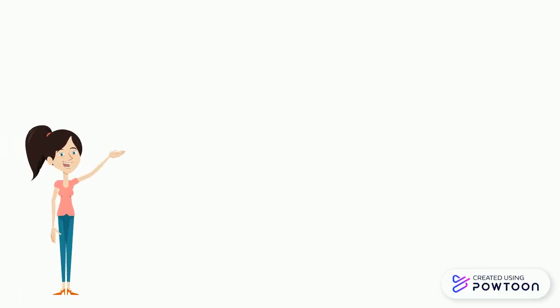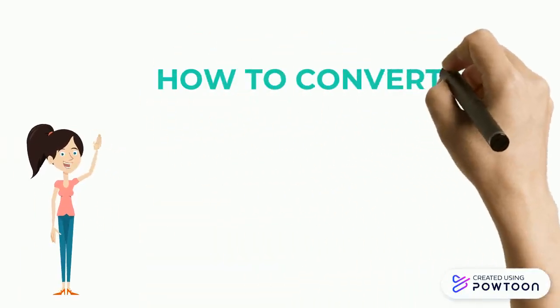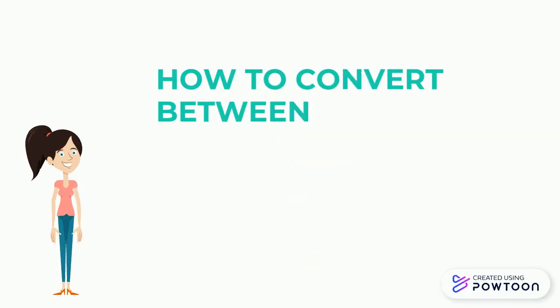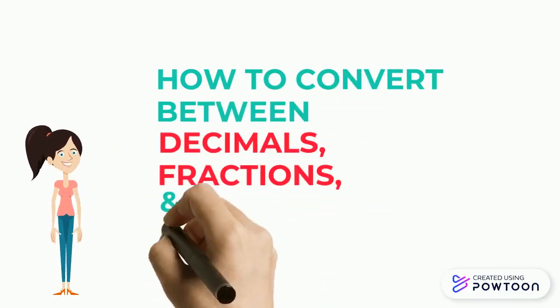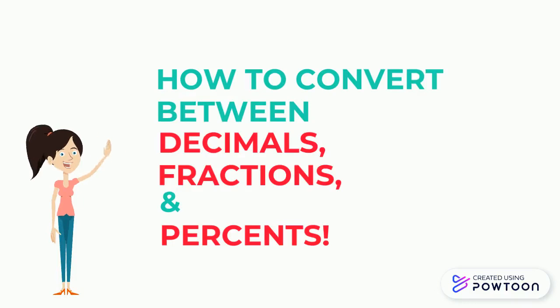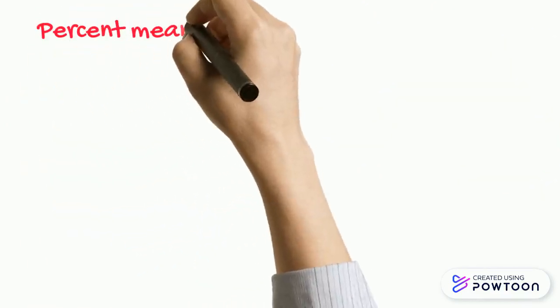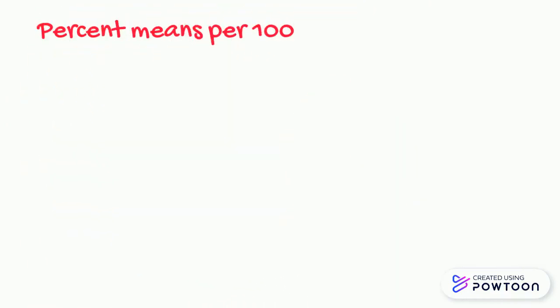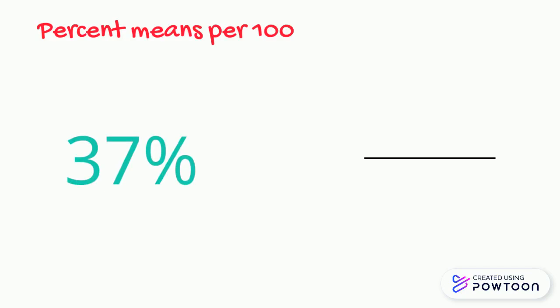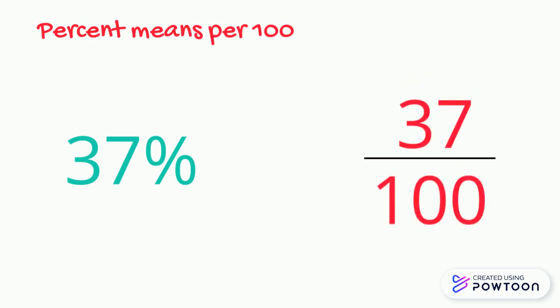Hello. In this video, I will show you how to convert between decimals, fractions, and percents. Now, from the last lesson, you already know how to convert a percent into a fraction. We know that the word percent means per 100 or out of 100. So if I had a percent, say 37%, that is the same as saying 37 per 100 or 37 out of 100. I can write that as a fraction with 37 over 100.